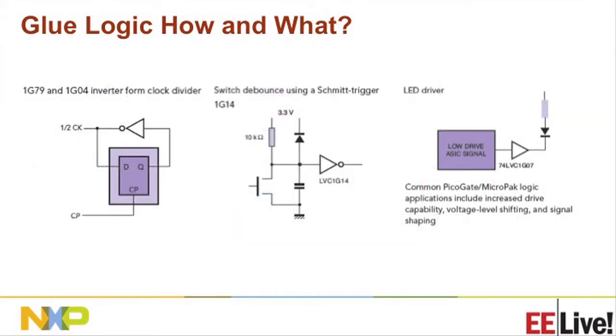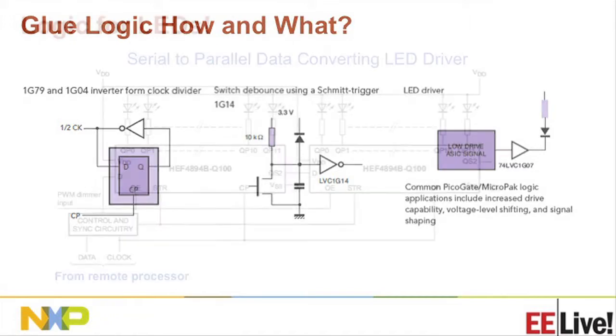Some more examples, if you want to make a clock divider, it can be done with the flip-flop and inverter. Switch debouncing can be implemented with the Schmitt trigger. You can drive the LEDs by using a pull-up on an open drain output. So in that case, when your buffer is at low output level, the current will flow from external supply into the buffer, which is here. And you can increase the drive capability, also do some level shifting, depending on what your external supply looks like.